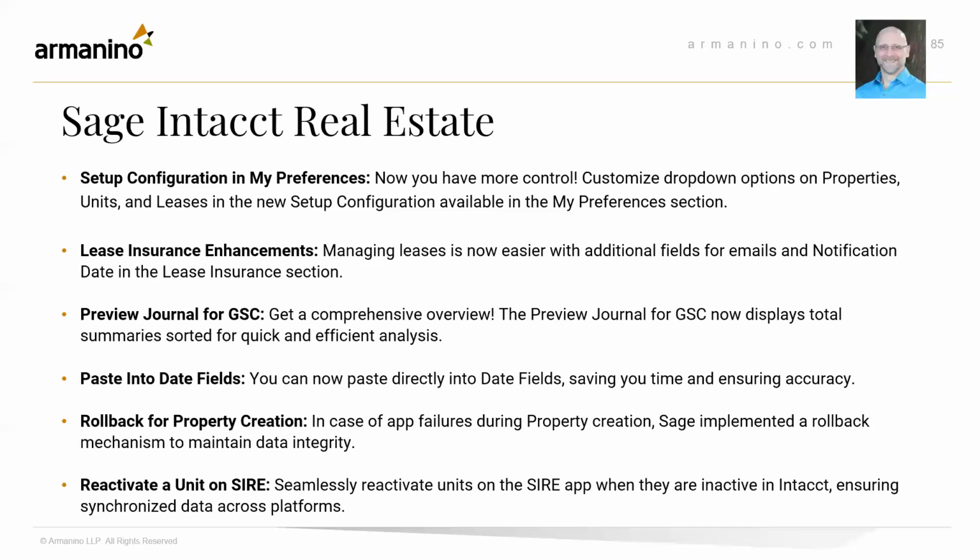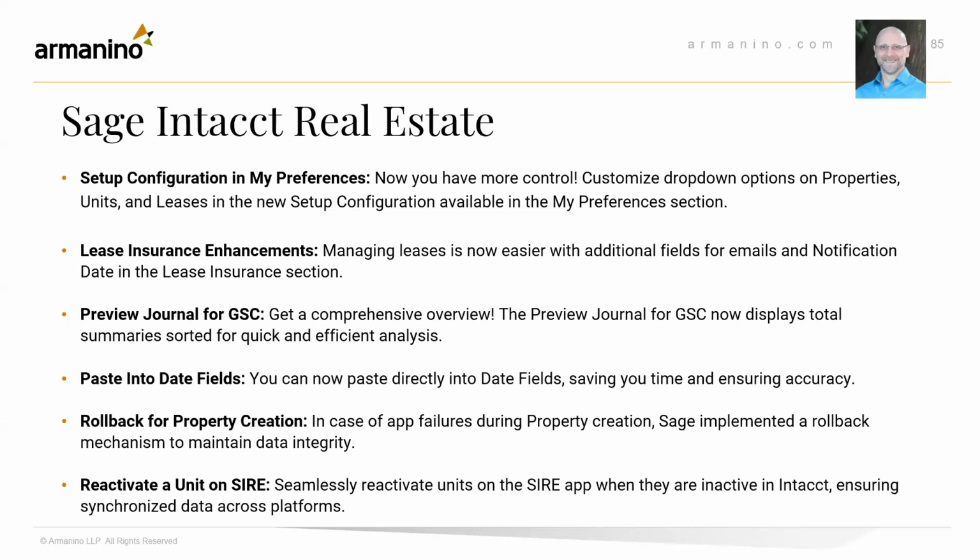Other ones, you can change things like options on properties, units, leases, things like that. You can do lease enhancements where they've got these emails and notification dates on the lease insurance section. You can preview the journal for GSC. It now shows summary totals there for quick and efficient analysis. You can paste into date fields, which saves you time and ensures accuracy. You can roll back property creation. Well, the system does it automatically for you.